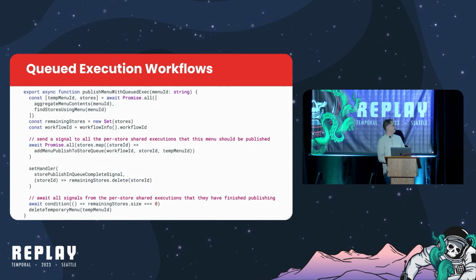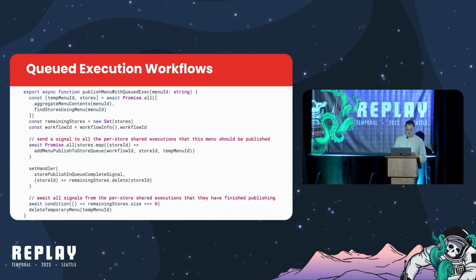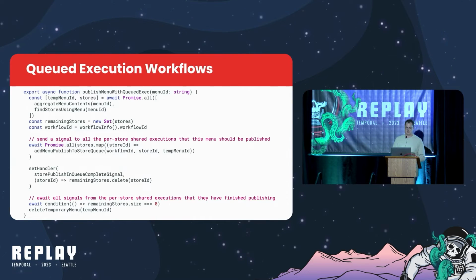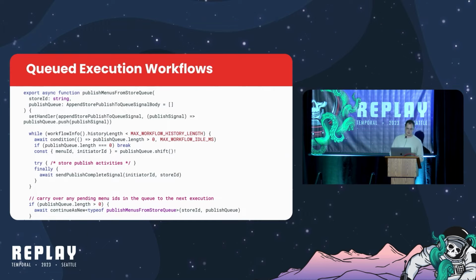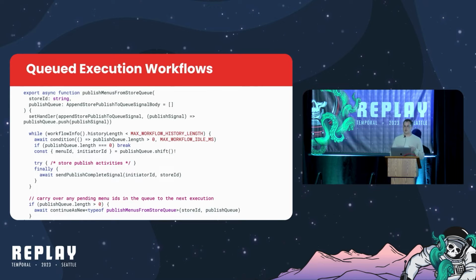And then at the end of the process, we delete our temporary menu that we've been using, and publishing is complete. But we'll go one level deeper. We'll go into the signaled workflow here, the queued workflow. And this queued workflow takes a store and an initial list of jobs.